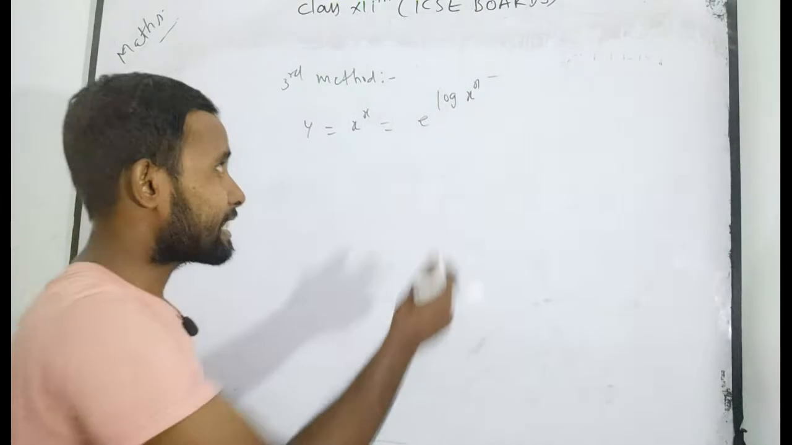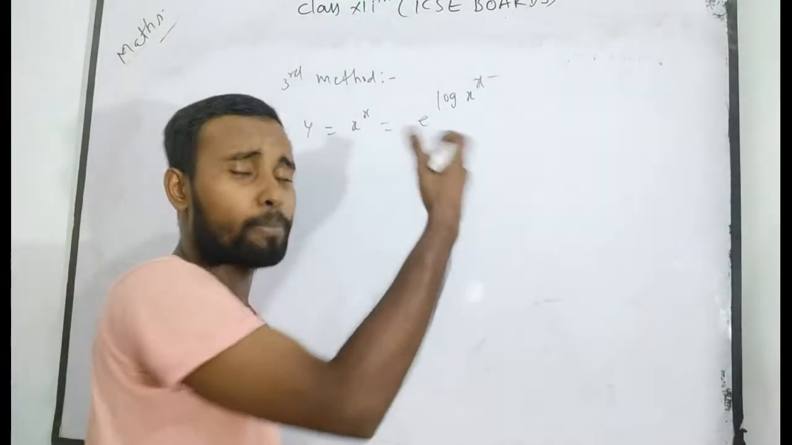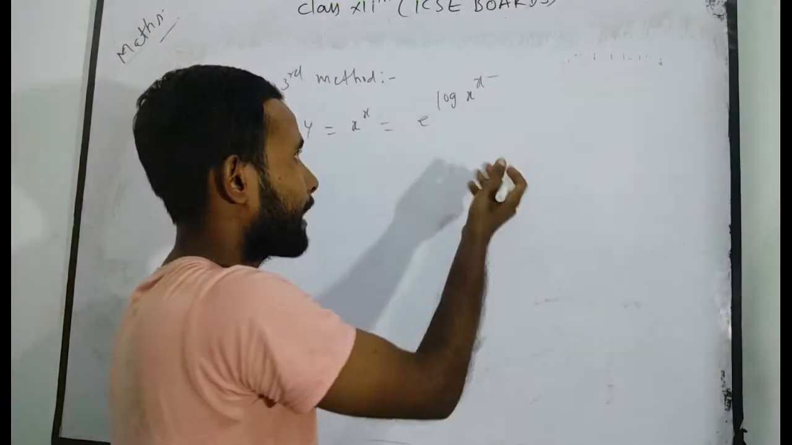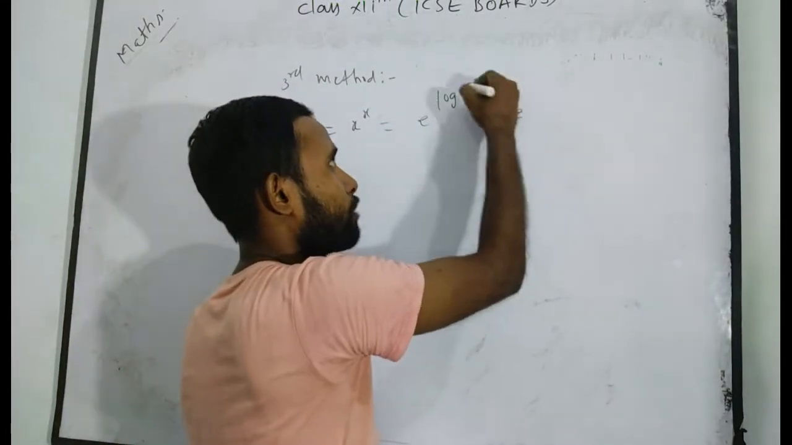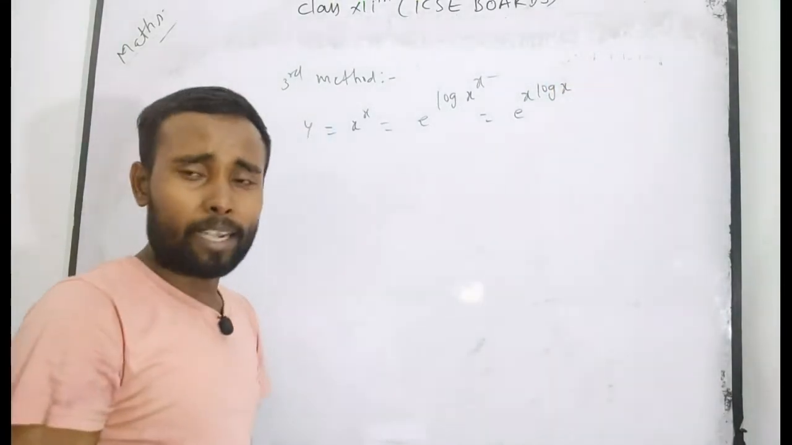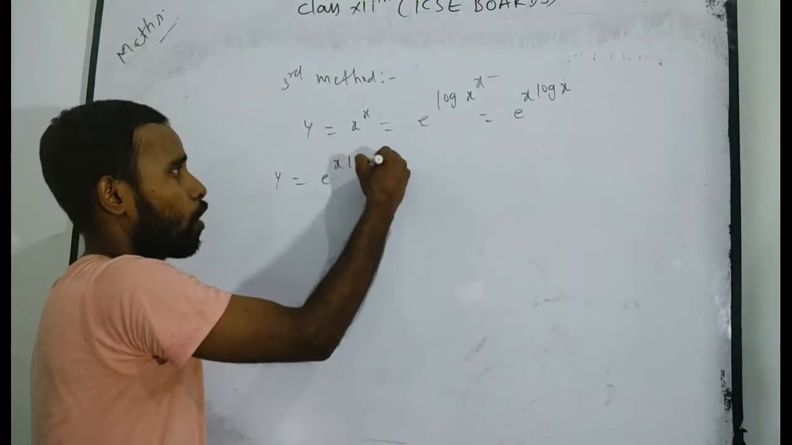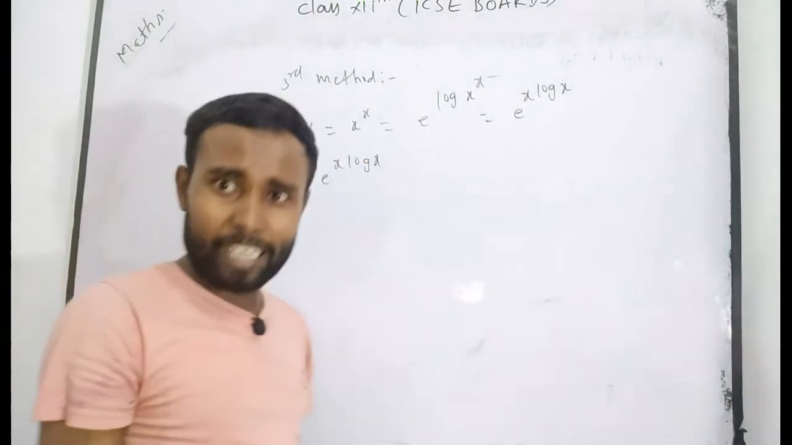Now you can see here, if y is equal to x to the power x, which will be e to the power log x to the power x, then it will be e to the power x times log x. In that case, you will get y is equal to e to the power x into log x. Now you have to differentiate on both sides.